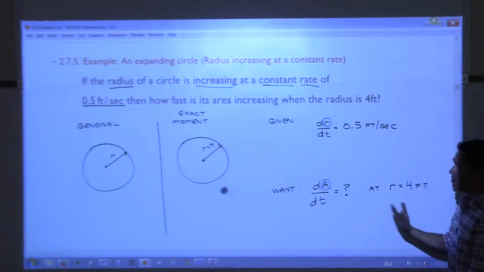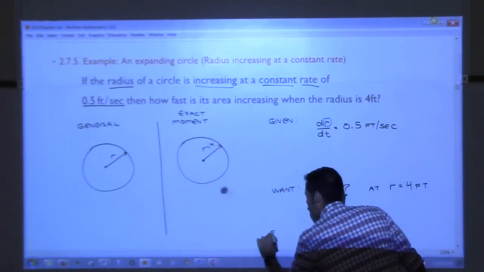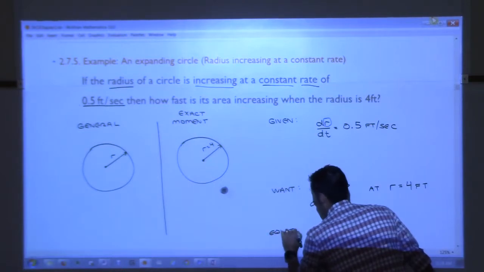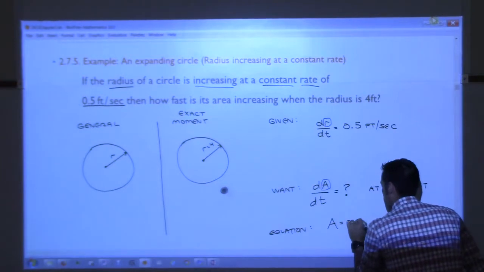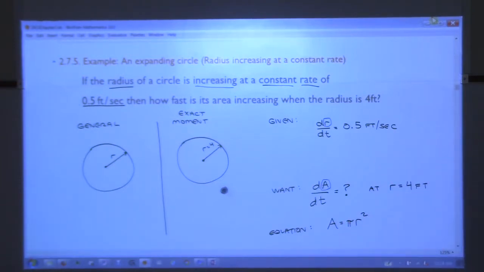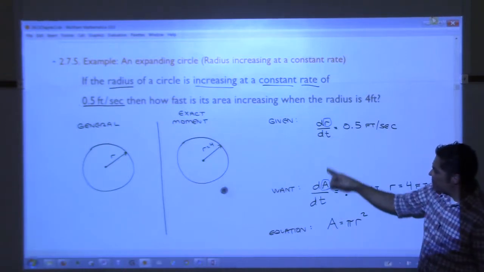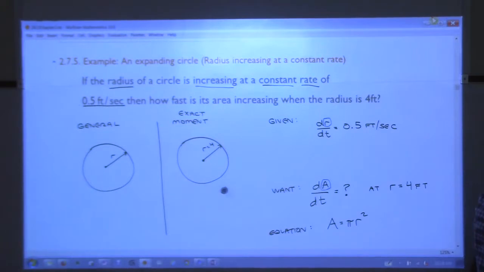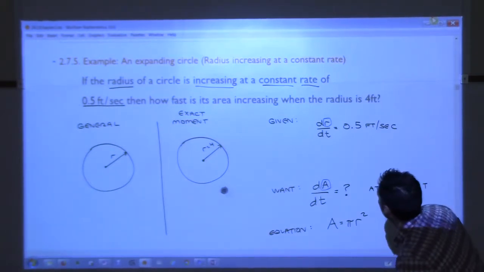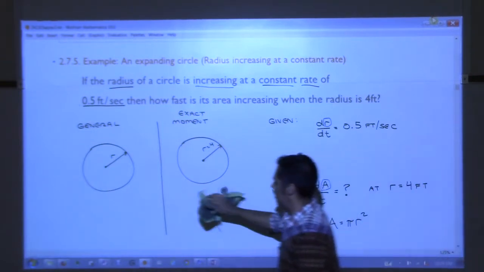All right, so I'm going to come up with the equation. The equation I'm going to use, obviously we've already talked about this, is that the area of a circle is pi r squared, right? I've got my A in here, that'll take care of this. I've got my r in here, that'll take care of that. So now it's time to differentiate. That's the next step. I'm running out of room, so I'll put it down here.